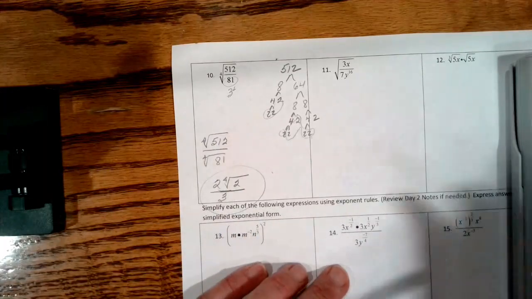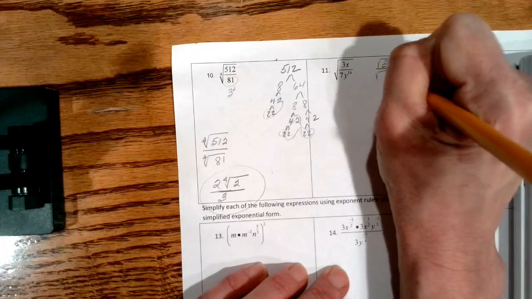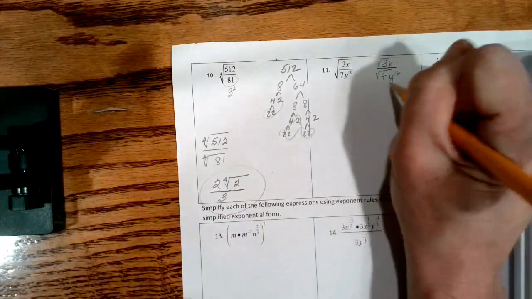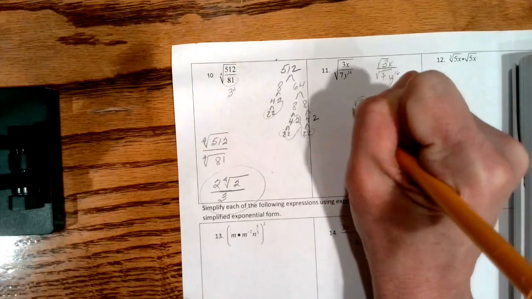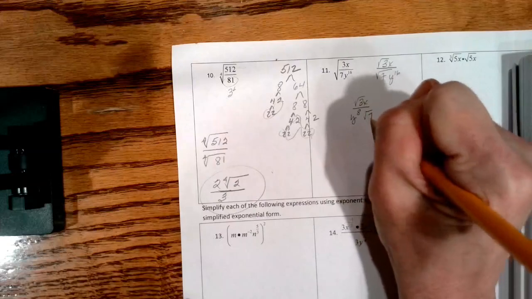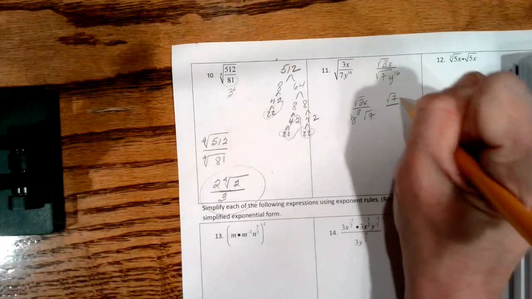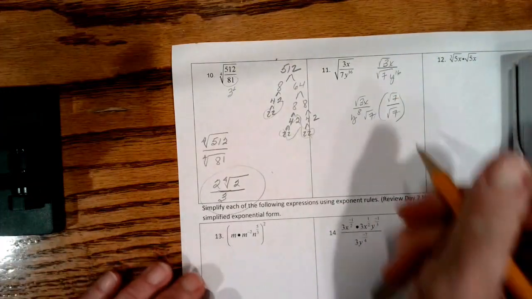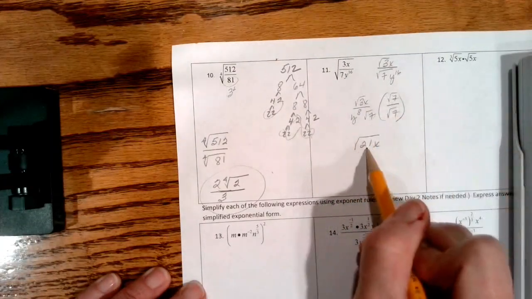Alright, so we have the square root of 3x over the square root of 7y to the 16th. These 8 y's can come out. Square root of 3x over my 8 y's and my root 7. Not allowed to have this in the denominator. So square root of 7 times the square root of 7 will help me rationalize it, giving me the square root of 21x. 3 times 7 is 21.